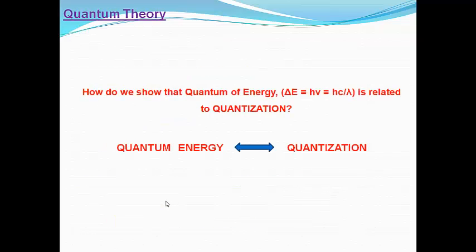Now, how do we show that the quantum of energy that is emitted or given off by the electron as it falls back from a higher energy state to a lower energy state is related to this idea of quantization? How do we know that there is a specific difference in energy, or a specific initial energy state and a specific final energy state, that is equivalent to the delta E value or the quantum of energy that is given off? And how is that related to quantization? Quantization meaning that there are specific values of energy. There aren't any arbitrary values of energy.